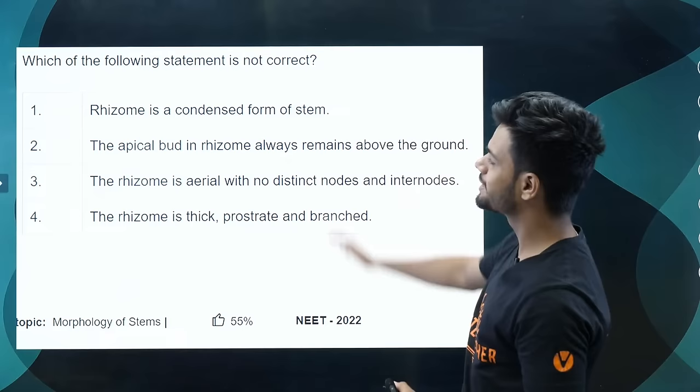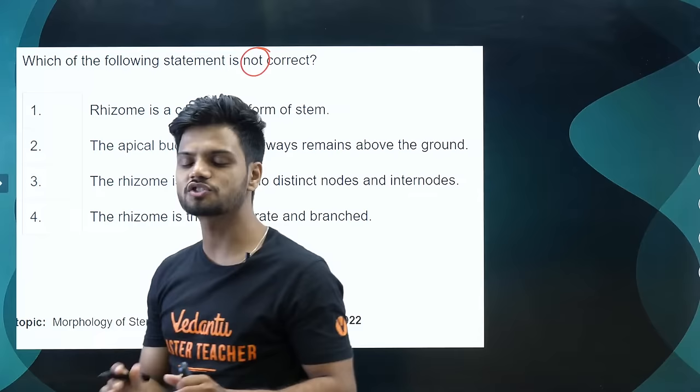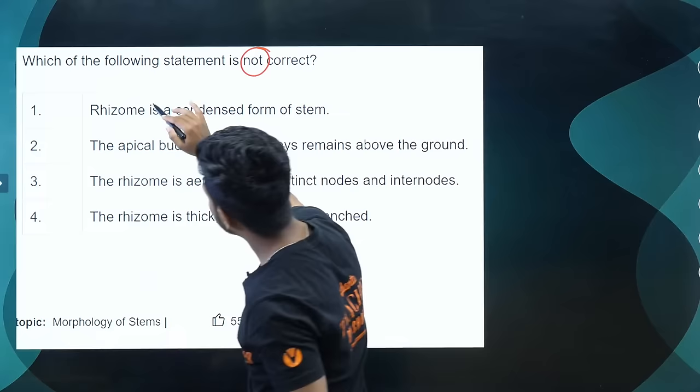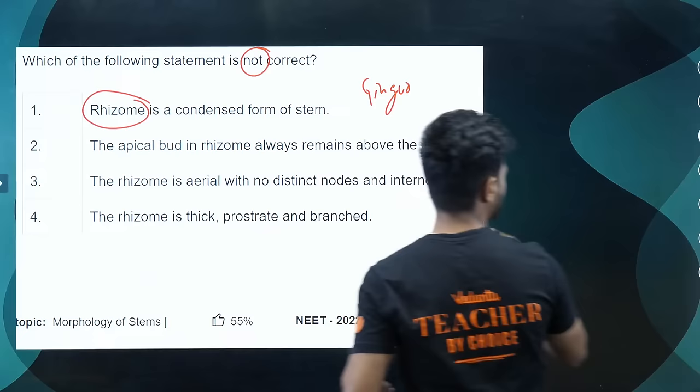Next question, students. Which of the following statements is not correct? They're telling you which is not correct. Rhizome is a condensed form of stem. All of you should know, rhizome is basically your ginger. Have you noticed ginger? How many of you like ginger tea? Tell me first.